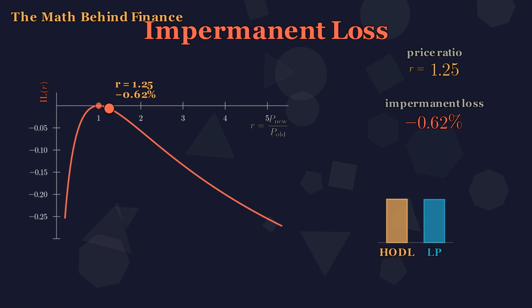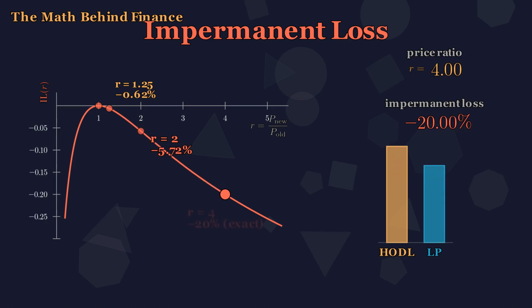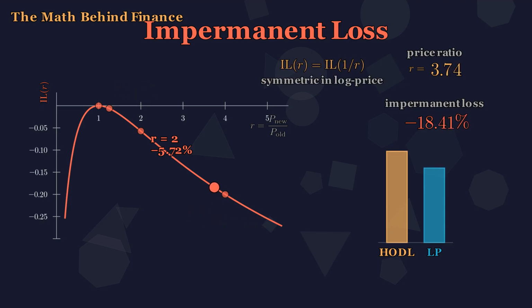At R equals 2, the price doubles. IL is exactly negative 5.72%. That is the missing $172 from the opening. Pure geometry. The formula and the cold open agree because they must. At R equals 4, exactly 20%, 4 times the price, and a fifth of your money evaporated. Here's the beautiful part. IL of R equals IL of 1 over R. Doubling and halving give the exact same loss.